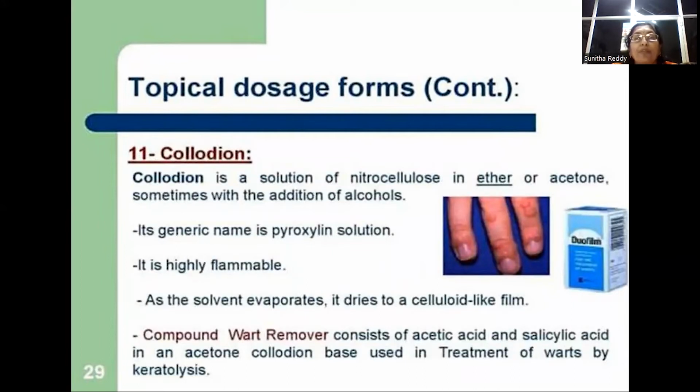Collodion is a solution of nitrocellulose in ether or acetone, sometimes with the addition of alcohol. Its generic name is pyroxylin solution. It is highly flammable. As the solvent evaporates, it dries to a celluloid-like film. And this is used as a wart remover.